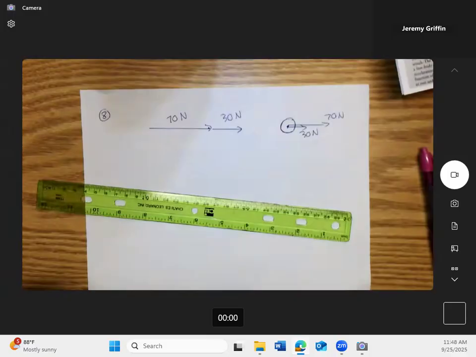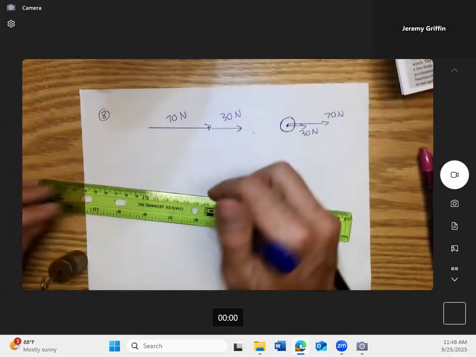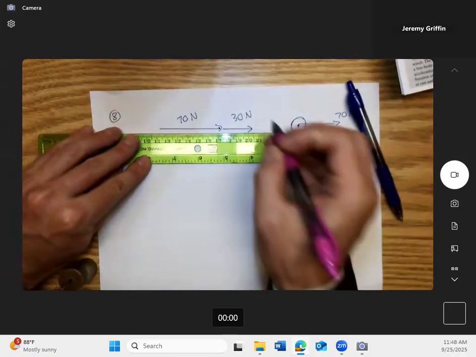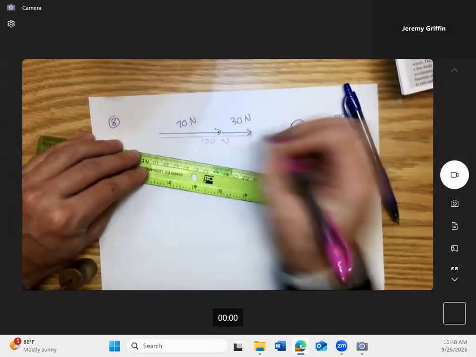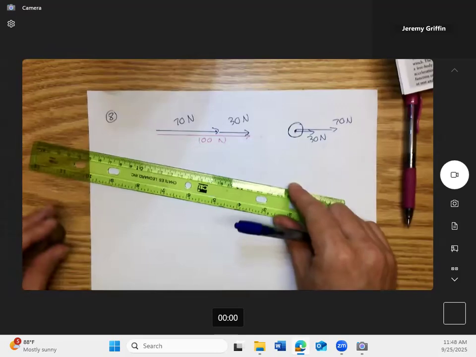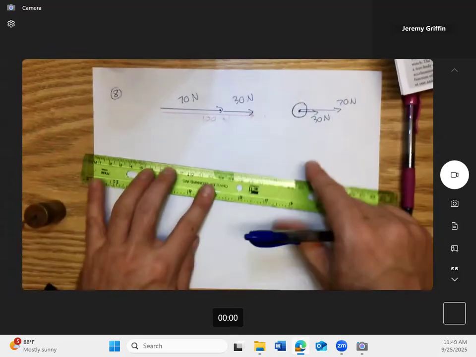But no, we're just doing 2 forces. So tip to tail like that. And guys, what would the resultant be for this? 100. Wouldn't that be 100 newtons right there? Okay. I think it would probably be the maximum, wouldn't it? Wouldn't it be the maximum? What if you do this?